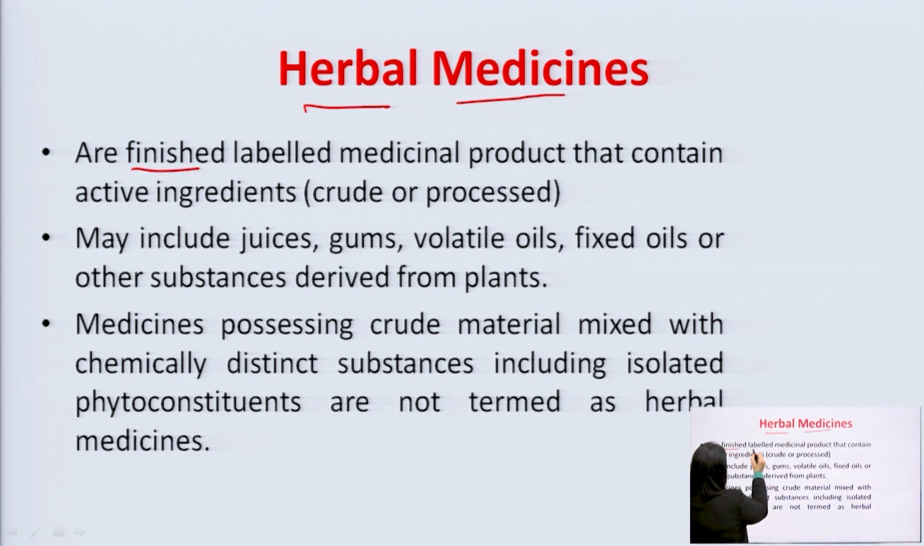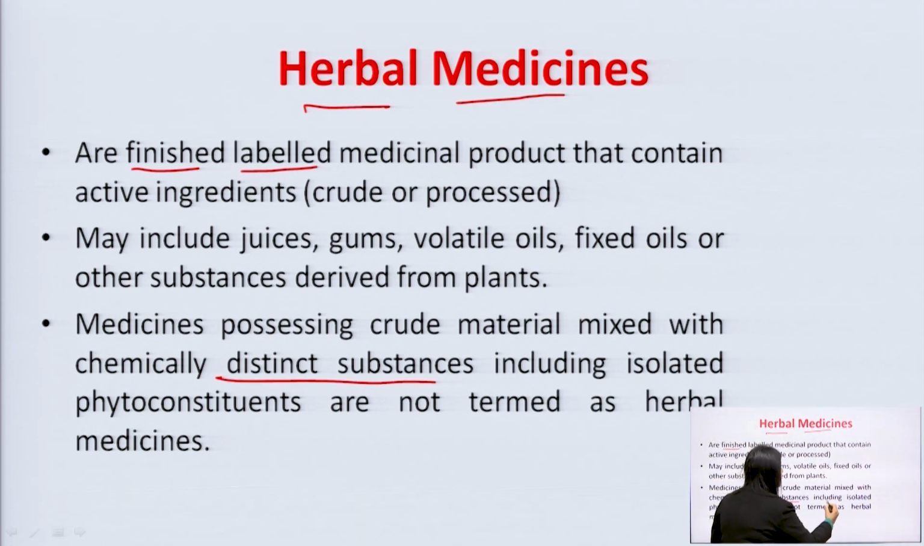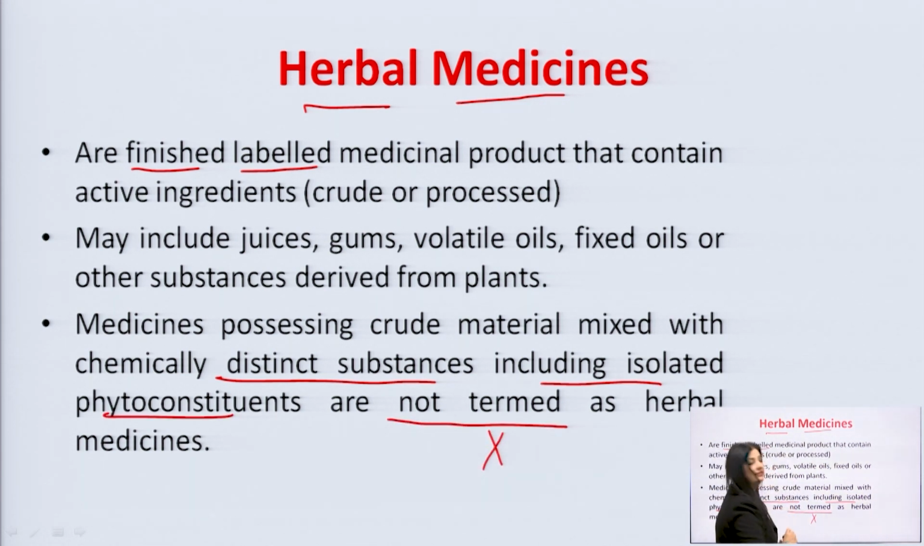These are finished labeled medicinal product that contain active ingredient. They can be either crude or processed, which we did in the previous slides. They may include juices, gums, volatile oils, fixed oil or other substances from the plants. Medicine possessing crude drug mixed with chemically distinct substances including phytoconstituents are not termed as herbal medicines. You need to note down this point that the possessing which are having isolated phytoconstituent are not termed as herbal medicines.